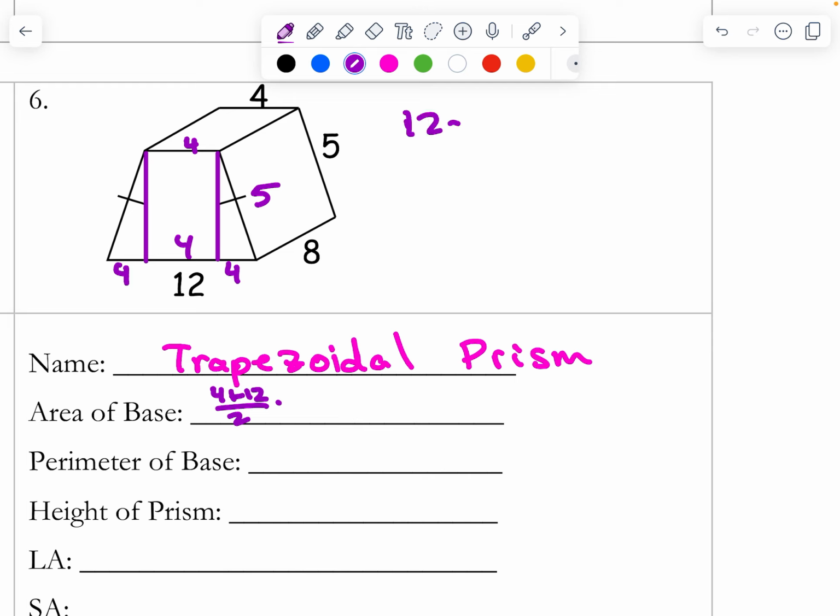12 minus 4 gave us our leftover here and here. So this is equal to 2x. 8 is equal to 2x. So when we divide by 2, x is 4, which was this and this.